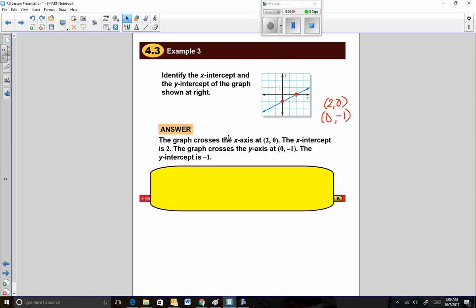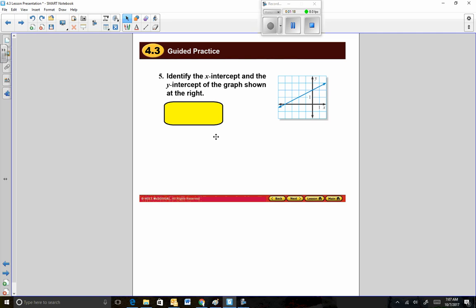All right, let's take a look at what they have and check it out. We have an answer. The graph crosses the x-axis at 2, 0, and so the x-intercept is 2. The graph crosses the y-axis at 0, -1, so the y-intercept is -1. All right, let's give it a try. You guys, pause your videos and try this question. Identify the x-intercept and the y-intercept.